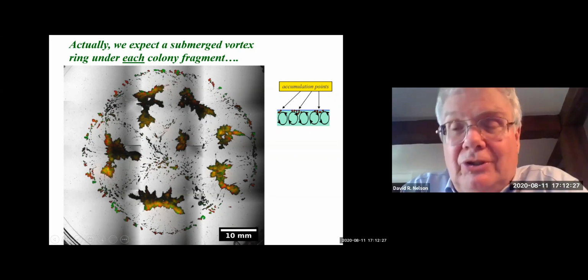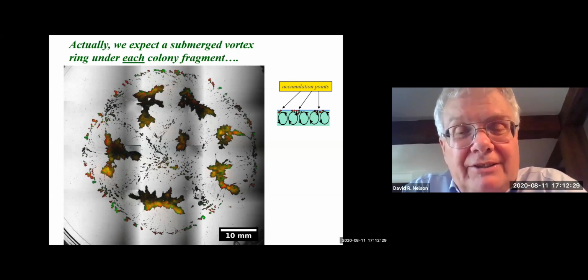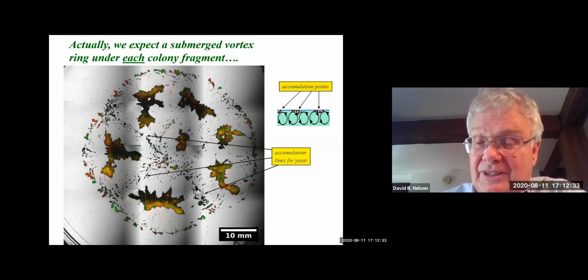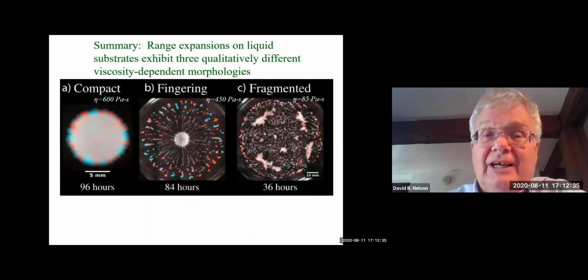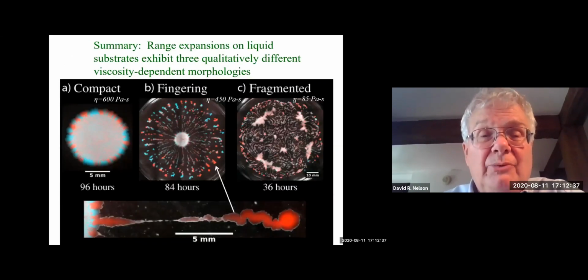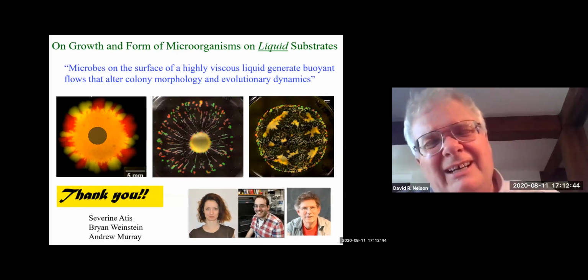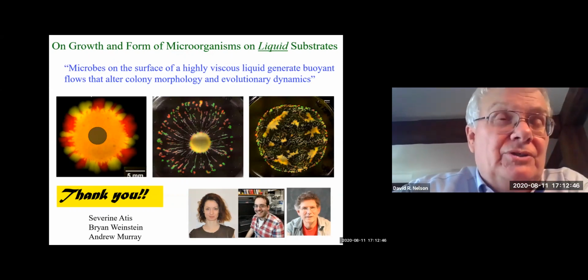So we're sort of back to where I started, where we have effectively 2D compressible flow in the surface, and you get these accumulation lines of yeast. And with that, I will stop and thank you for your attention. Sorry to run over. Happy to answer any further questions.